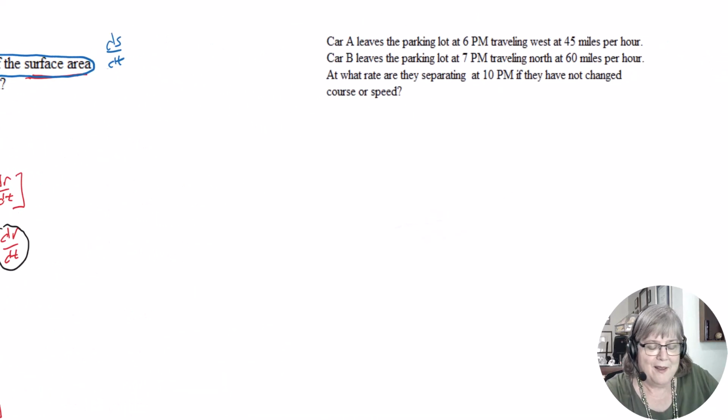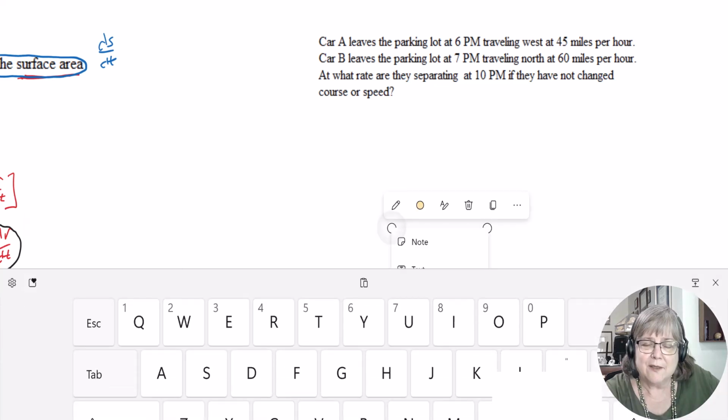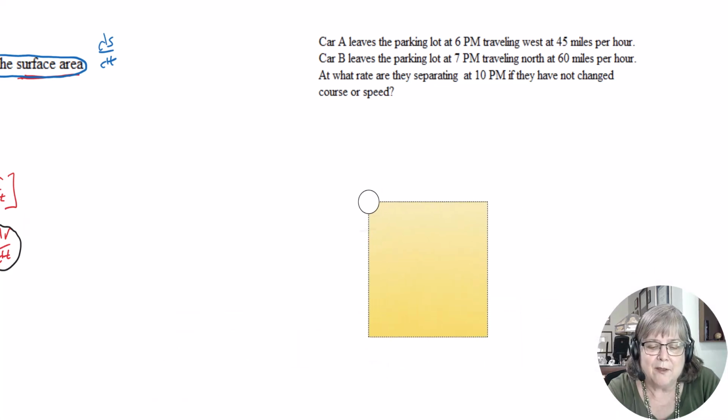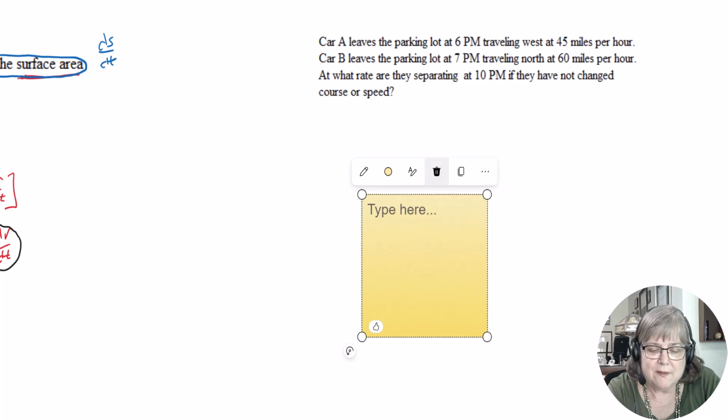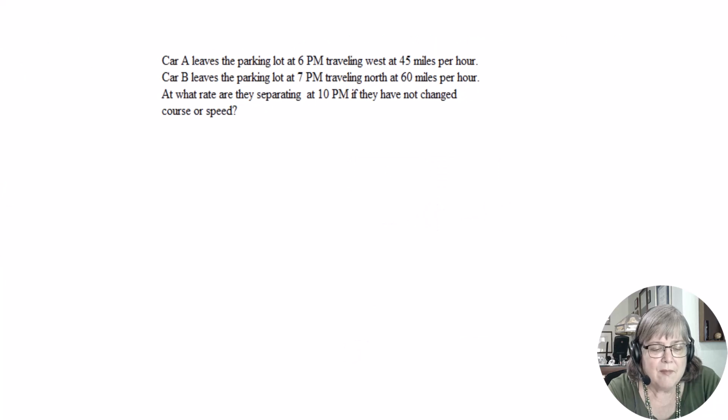Let's do this car leaving the parking lot problem. This is sort of a different variation, actually a variation of the ladder problem, I think you'll see. So let's try this, and let's start with this problem. It says car A leaves the parking lot at 6 p.m. traveling west at 45 miles per hour. Car B leaves the parking lot at 7 p.m. traveling north at 60 miles per hour. At what rate are they separating at 10 p.m. if they have not changed course or speed?